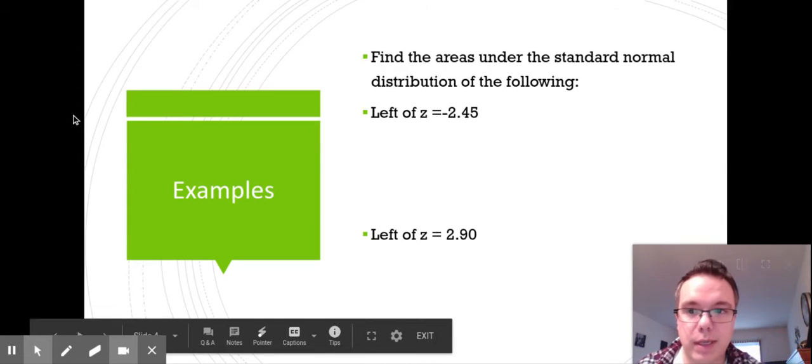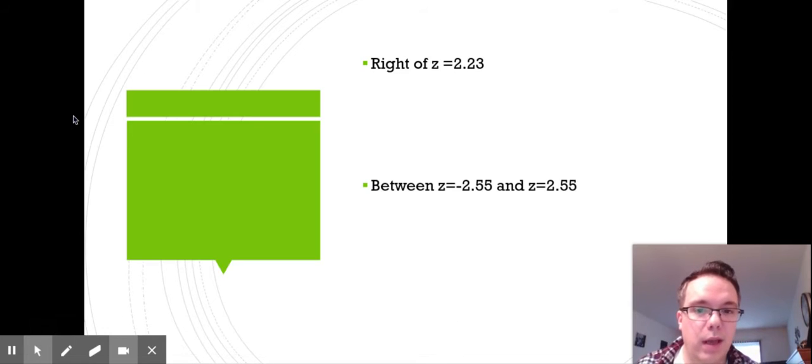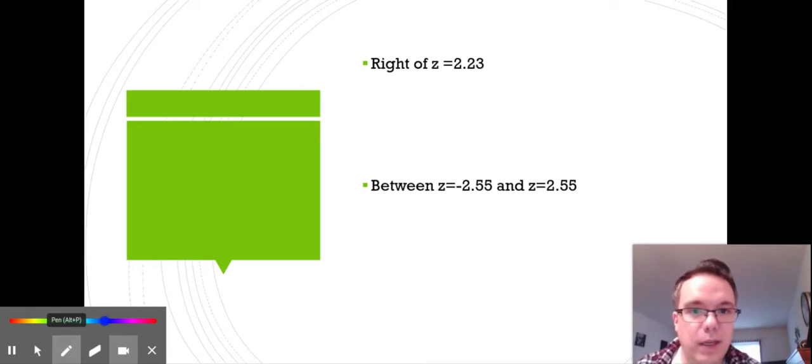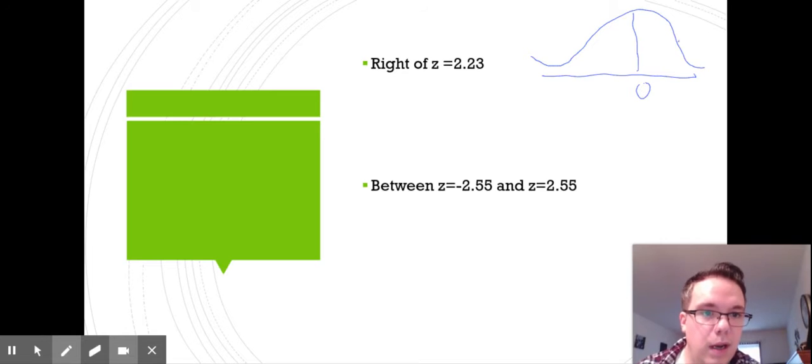All right, so I have two more examples for you. One is going to find the area to the right of something, and the other is going to find between. So if we want to find the area to the right of 2.23 standard deviations above the mean, if we're looking at our normal curve, remember on a standard one, this is 0. And what the table will give us is this area. But what we want, if we're looking to the right of it, is the area over here.